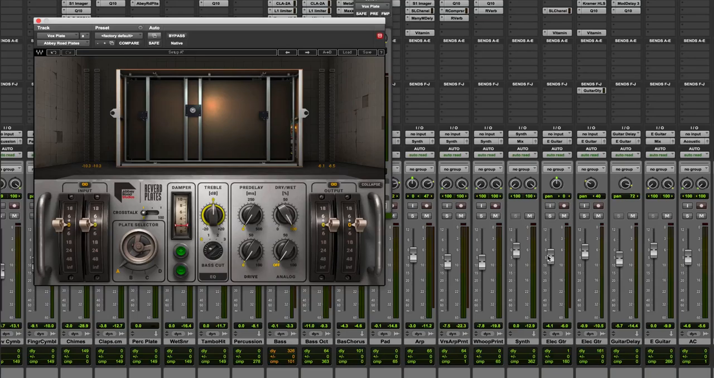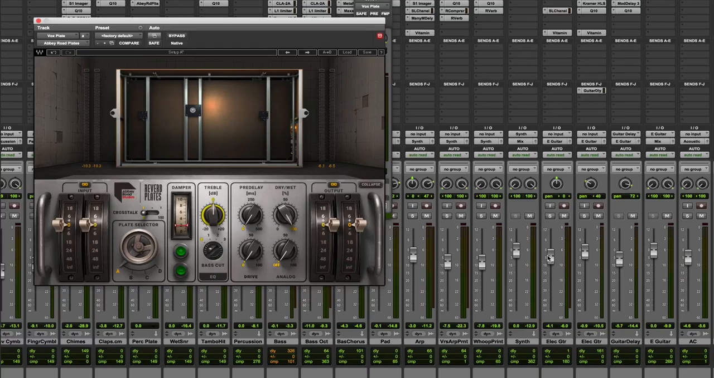So these sort of things were very, very expensive to keep because you'd actually have to have a bigger physical room for it. So plates revolutionized the music recording industry in the late 1950s because all of a sudden it allowed you to have some sort of flexibility and control over the tone of your reverb.